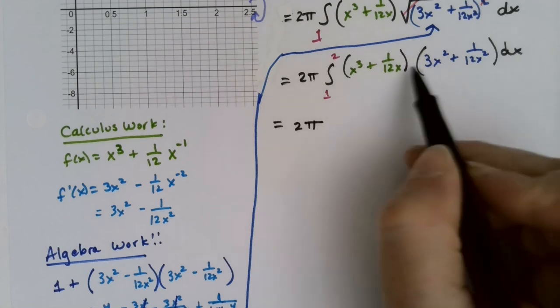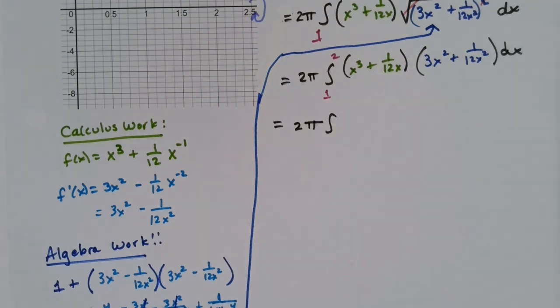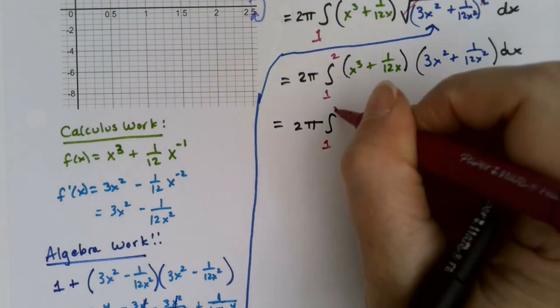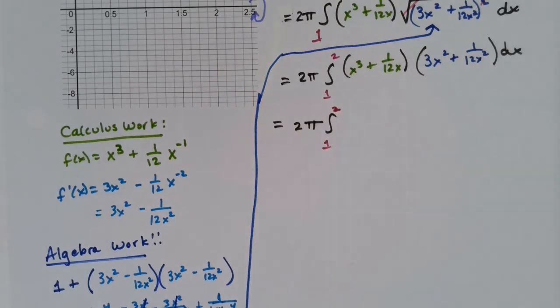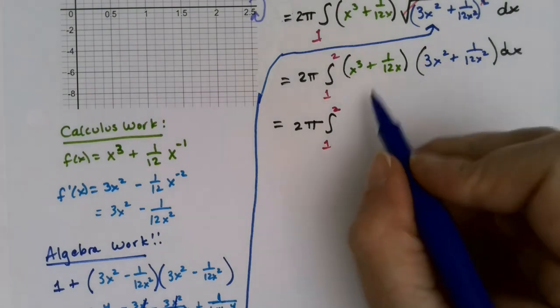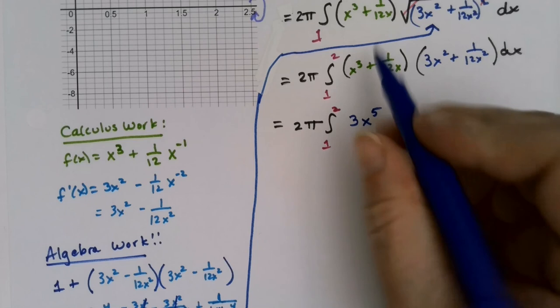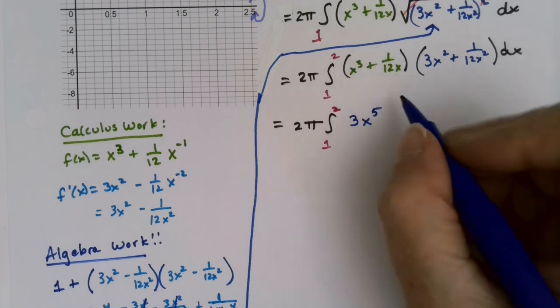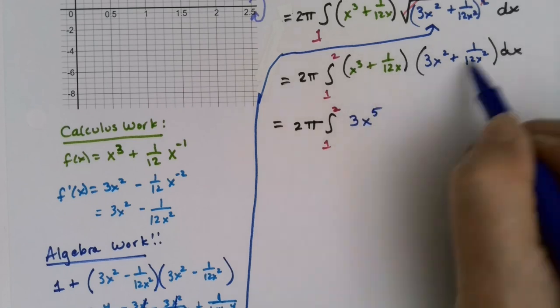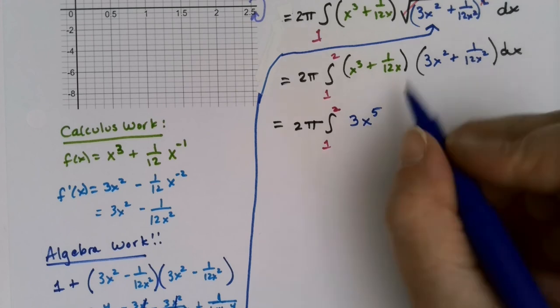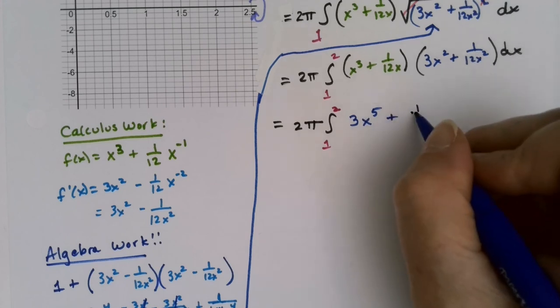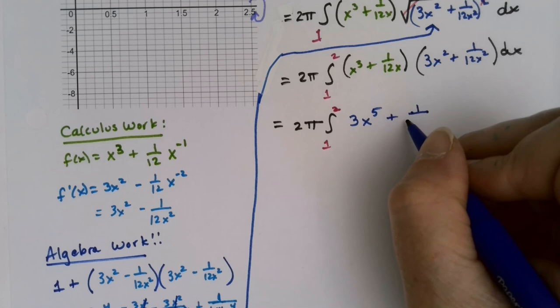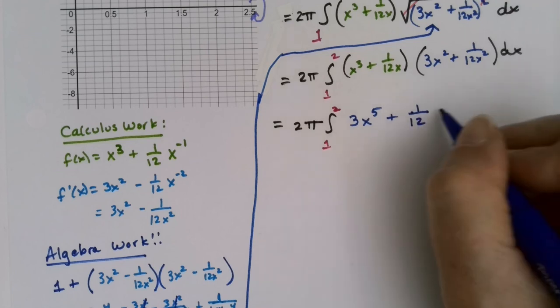All right, now I can distribute this. It's going to be ugly, but I can do it. Again, we don't usually do surface areas by hand like this, but it's good for us. It builds character. Okay, so if I distribute all of that, I'm going to get 3x to the fifth, because x to the third times x squared is x to the fifth. Let's see, 3x to the fifth plus 1/12 x, I mean, right?